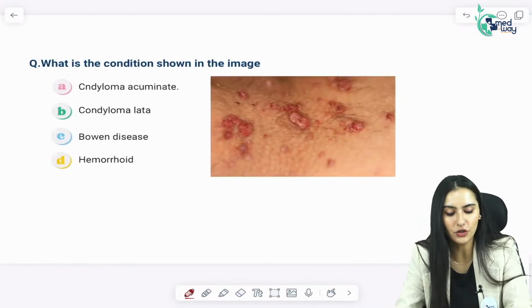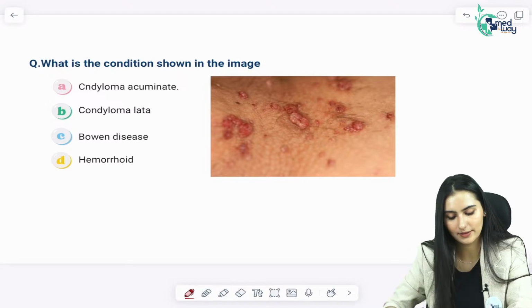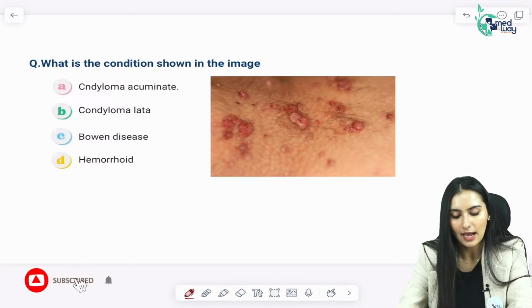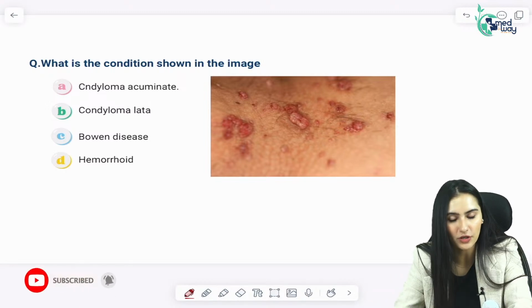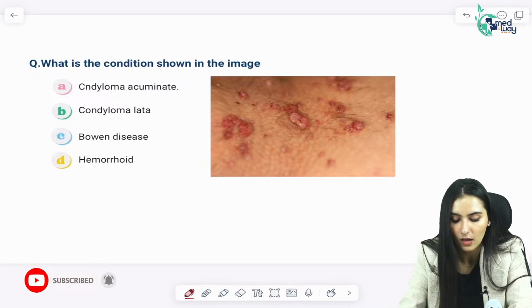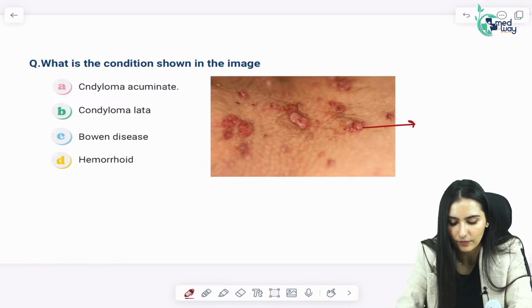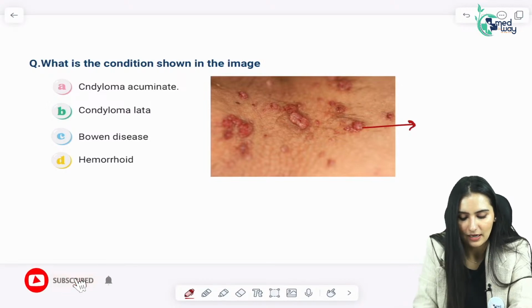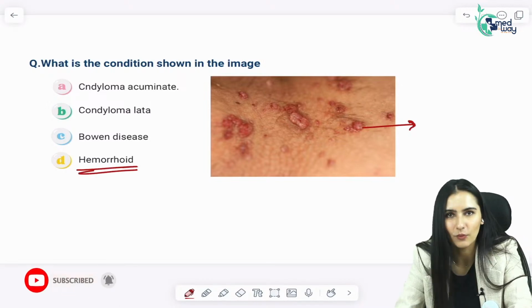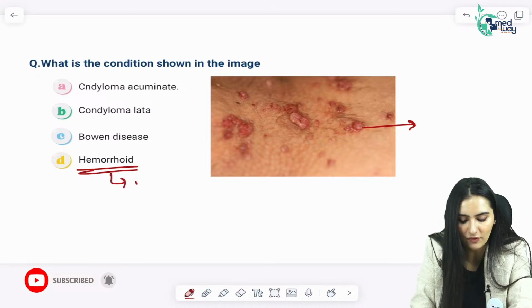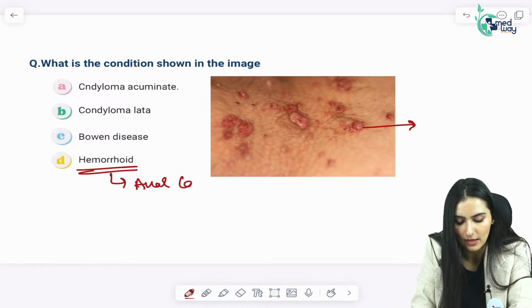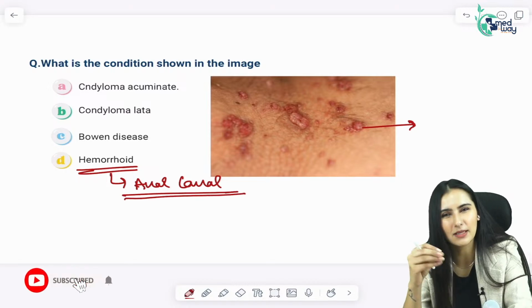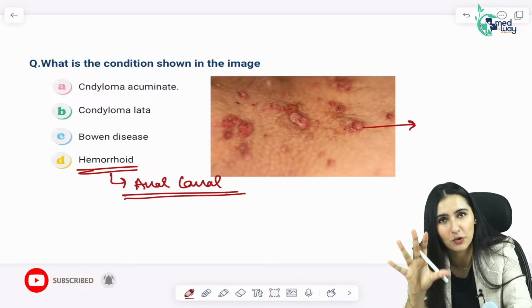What is the condition shown in this image? Alright. See, again, it's an image based question. It should take you 1 minute. What are these lesions? And what are the 4 options? Try to fit them over here. Does it look like a hemorrhoid to you? No. Hemorrhoid, they will give you what? They'll give you an anal canal picture. They'll be like anal canal with something protruding out of it. That is going to be a hemorrhoid picture.